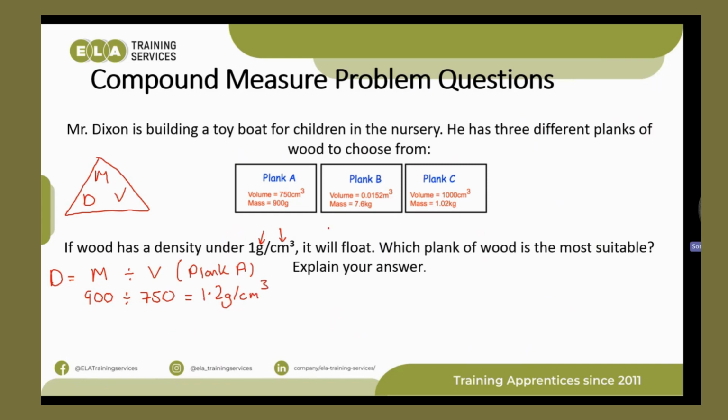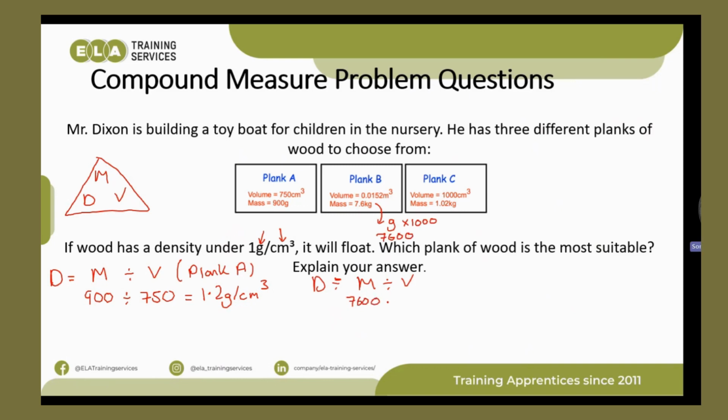Then we've got plank B. So now we're going to do density, so density equals mass divided by volume. But as you can see, the mass is in kilograms. So how do we get from kilograms to grams? We're going to times by 1,000. So 7.6 times 1,000 equals 7,600. So now our mass is 7,600.